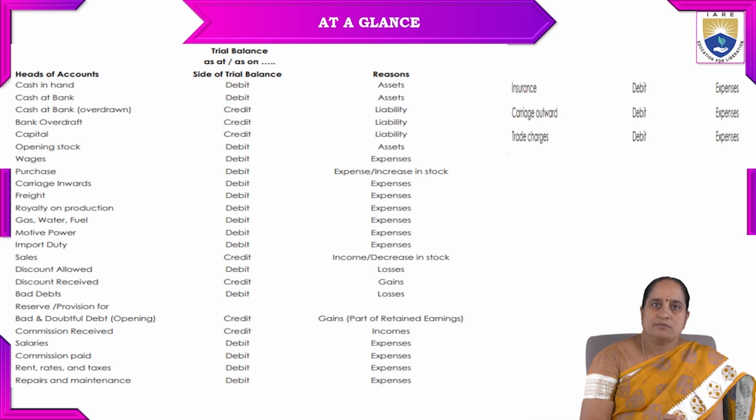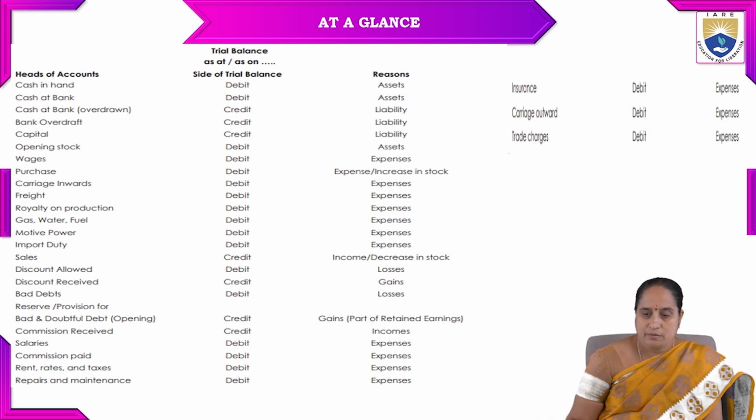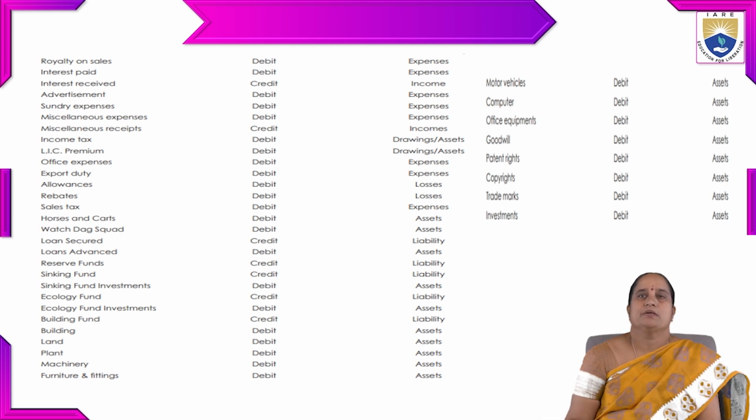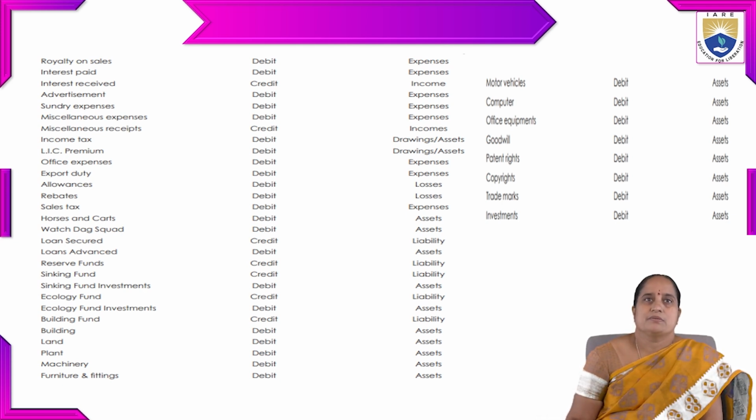Repairs and maintenance, expense, debit side, and insurance payable, that is also an expense, debit side. Then carriage outward, expense, debit. Trade charges, expense, debit. So like this, there are different types of heads. Using these heads, we have to prepare the relevant trial balance statement.